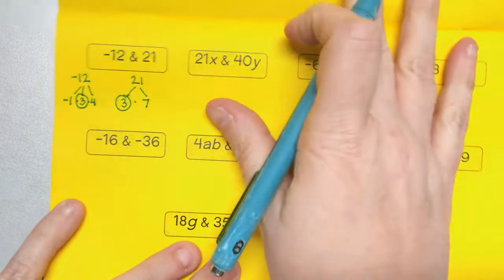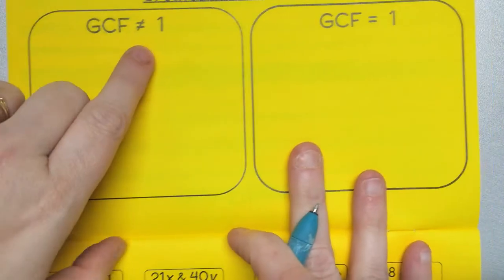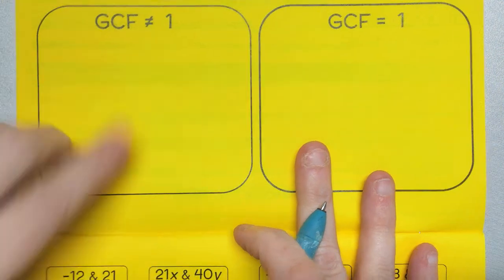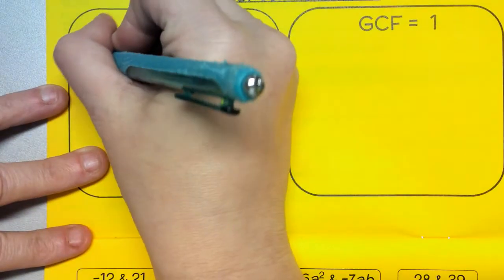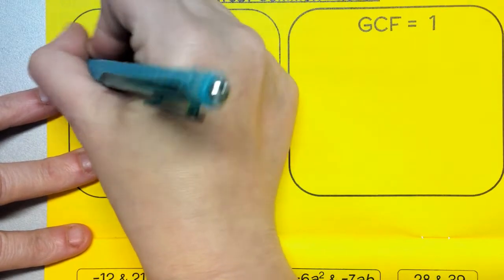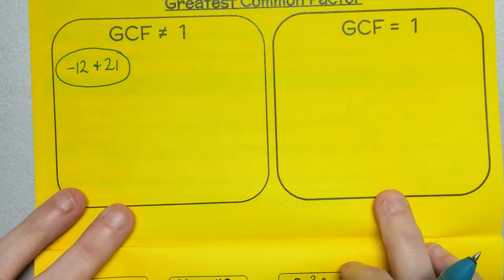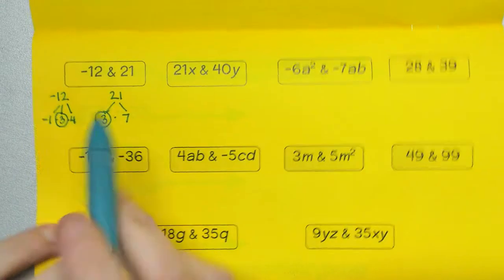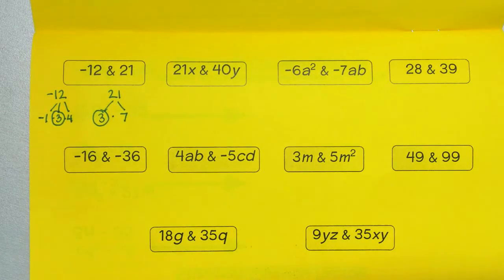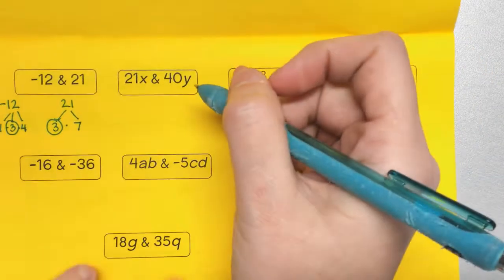Okay? So what does this mean? This means their greatest common factor is not 1. This equal sign with the line through it means not. So negative 12 and 21 have a greatest common factor that's not 1. All right? Now, we are going to want to know what that greatest common factor is, but it's important that we know that it has a greatest common factor that isn't 1, because that's going to matter when we start factoring. Okay?